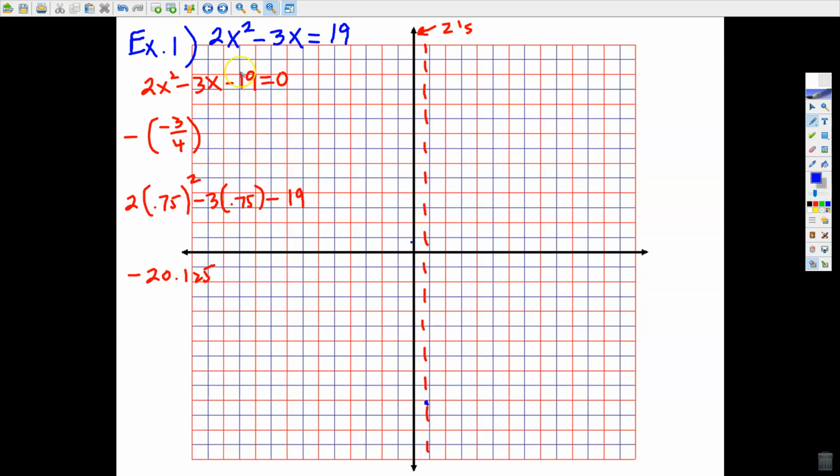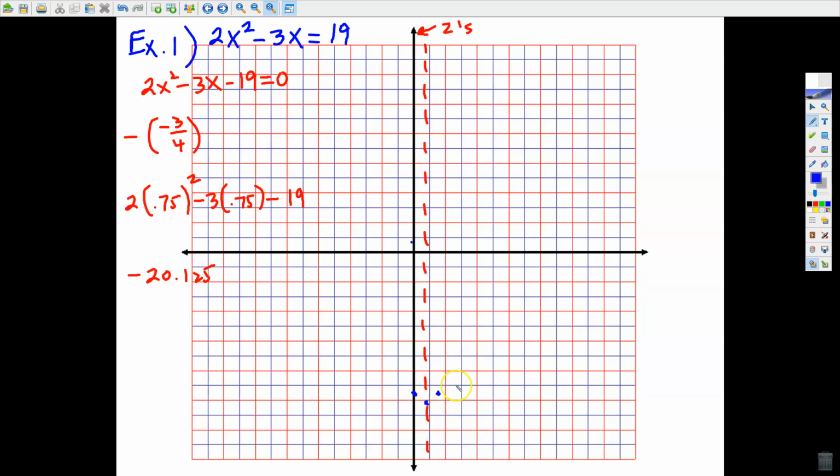Okay, another point that I can plot on my graph is the y-intercept, and that's negative 19. It's this constant. So negative 19, if this is negative 20, then negative 19 obviously is halfway. And we can match it up, so that's 3/4 of the way over from the AOS. So I need another point 3/4 of the way over on the other side.